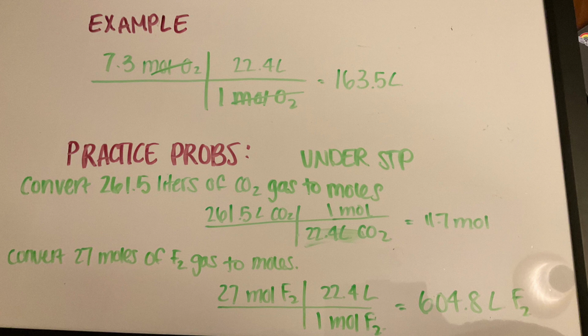When I convert 27 moles of F2 gas to liters, I know I start with 27 moles of F2 gas, and I know that in 1 mole of F2 gas, there's 22.4 liters. So I multiply 27 by 22.4 in order to cancel out the moles and end up with 604.8 liters of F2 gas.